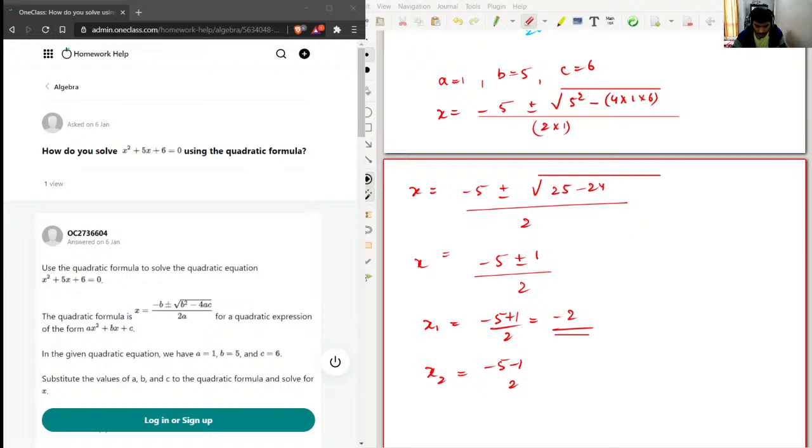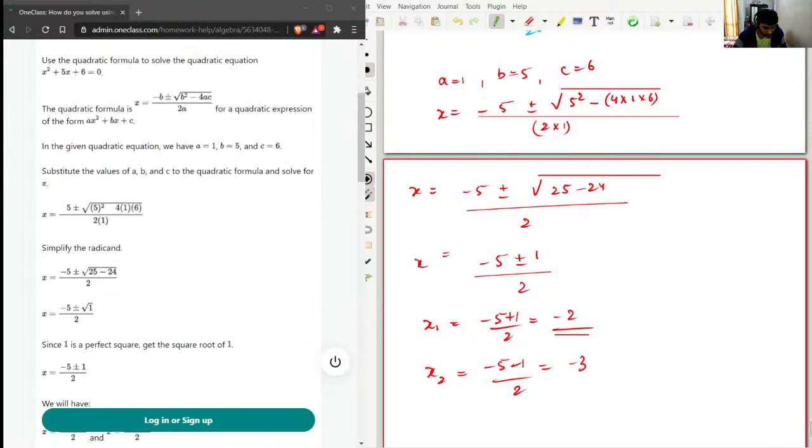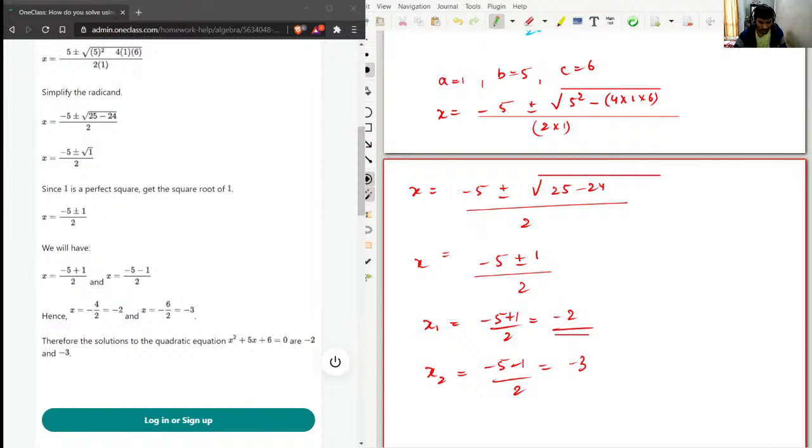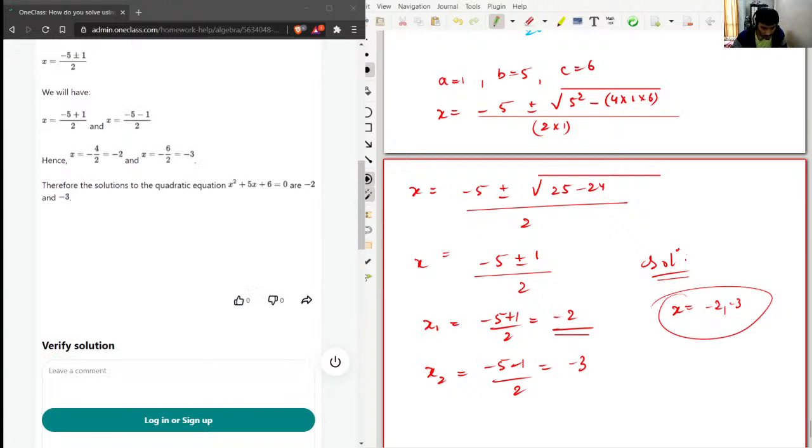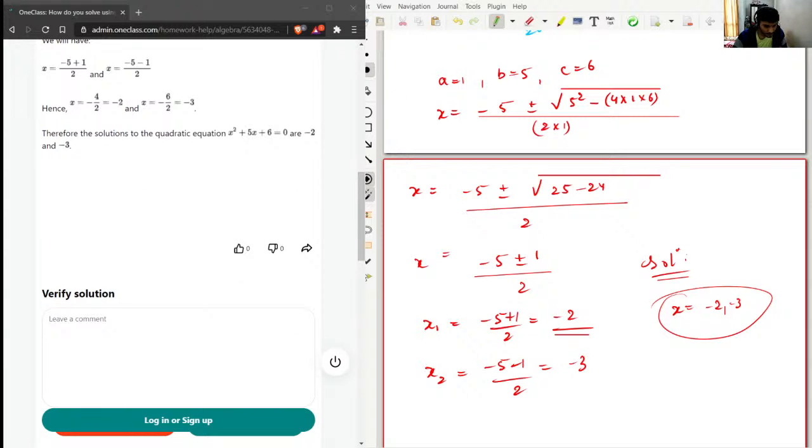Just a minute, I think, yeah. So minus 5 minus 1 over 2, this is minus 6, and this will be minus 3. So let's just check the solution also given here. So minus 3 and minus 2. So the solution is x is minus 2 and minus 3. And this is the solution given here. So I'll just write correct solution.